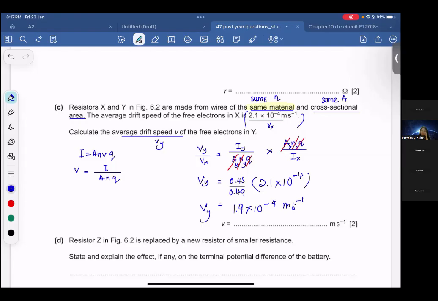Okay, any question, dear? I like to use a ratio like this so that some of the variables we just cancel out. Okay, we'll make it easier.